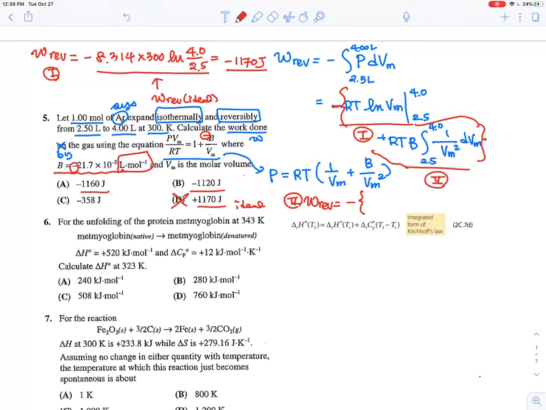So when you do the integration of 1 over x squared dx, that's a minus 1 over x plus c. So therefore, you will have a minus with a minus sign, so that's a plus. And then RT, which is the same as this one, 314, 300. And the B value, I will just retain as it is, minus 21.7 times 10 to the minus 3, knowing that this is liter per mole.